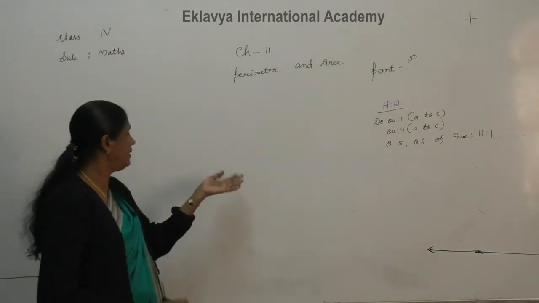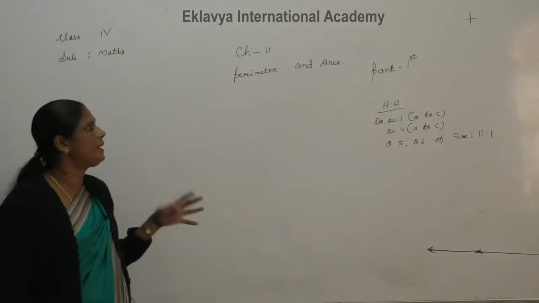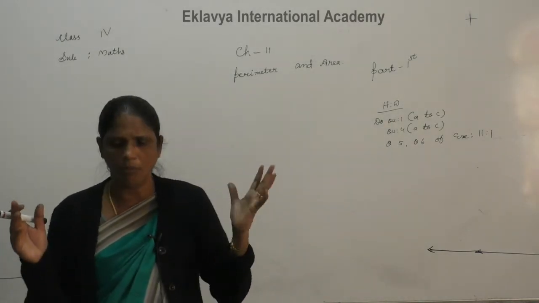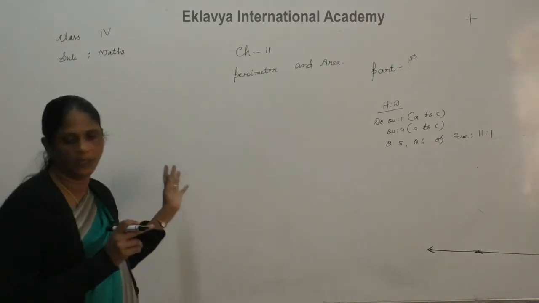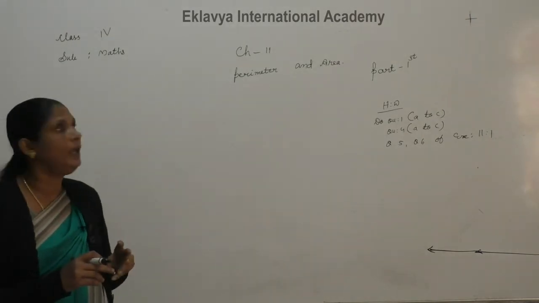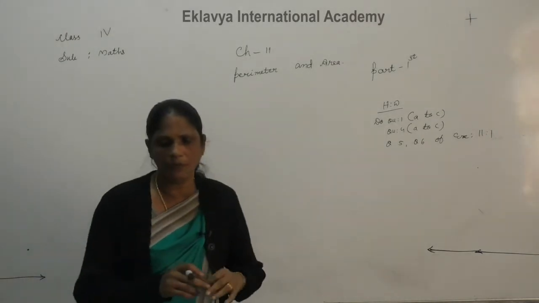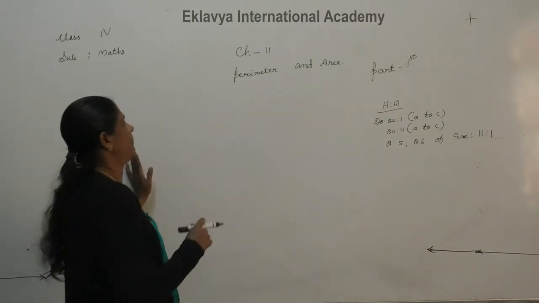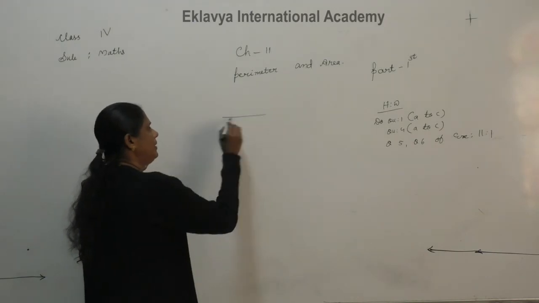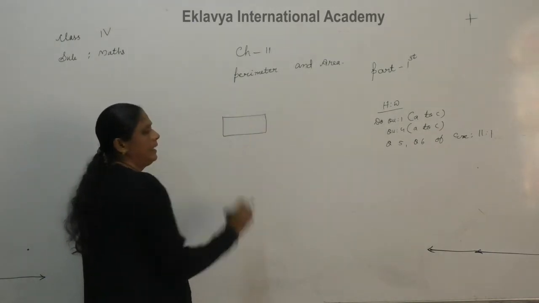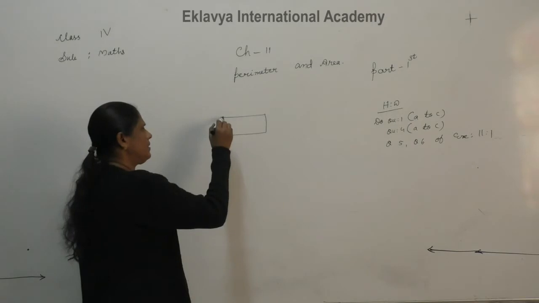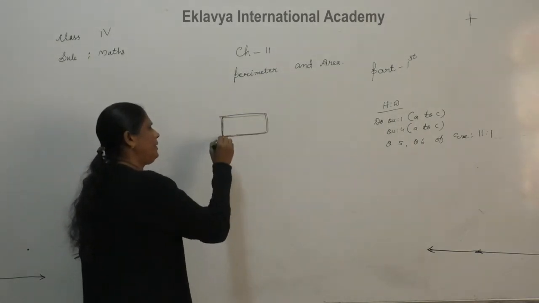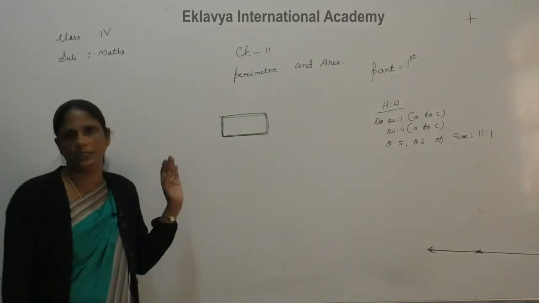First we study perimeter. What is a perimeter? A perimeter is the length of the boundary of a plane figure. Here this is a rectangle. This is the length of the boundary. The boundary of the plane figure is called perimeter.